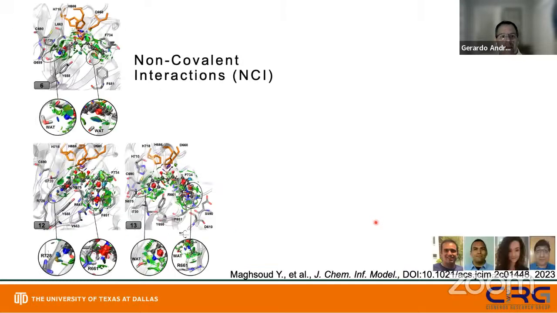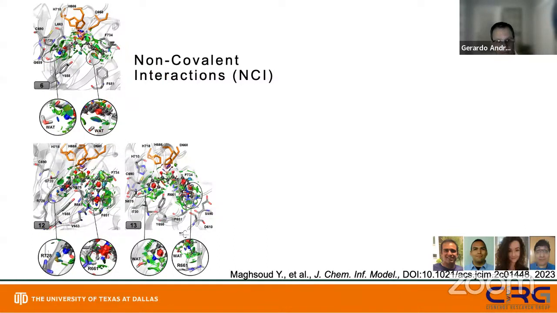There are a couple of features that we were interested in ensuring for these ligands. This is an analysis of what's called non-covalent interactions. So basically looking at the electronic density, and particularly the low density regions, we can actually use density functional theory techniques to investigate how these low electronic density regions are involved in creating non-covalent interactions like hydrogen bonds and pi-pi stacking, et cetera, et cetera.